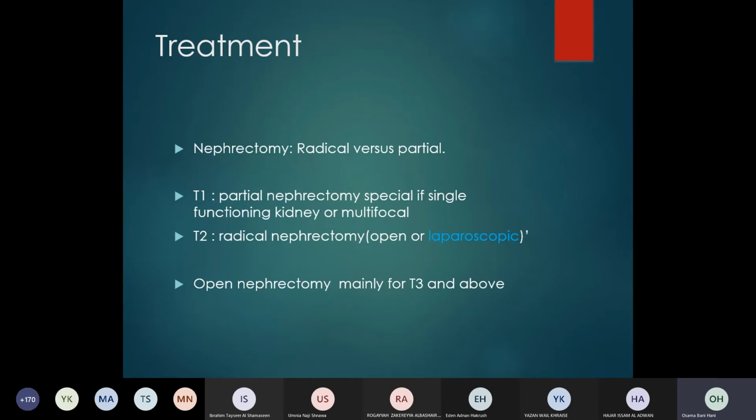It is amenable without taking the Gerota's or even the suprarenal gland, and some publications now even claim it's almost equivalent to radical nephrectomy. Now the approach, whether this is open surgery or laparoscopic or even robotic surgery, is almost equivalent. Unfortunately لسه ببلادنا ما في عنا بالأردن روبوت.